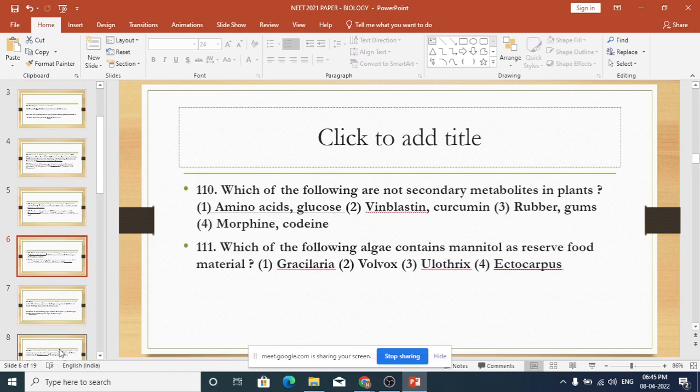Which of the following are not secondary metabolites in plants? 11th or 12th? Difficult to say, no? 11th, sir. 11th. So the answer given is amino acids and glucose.